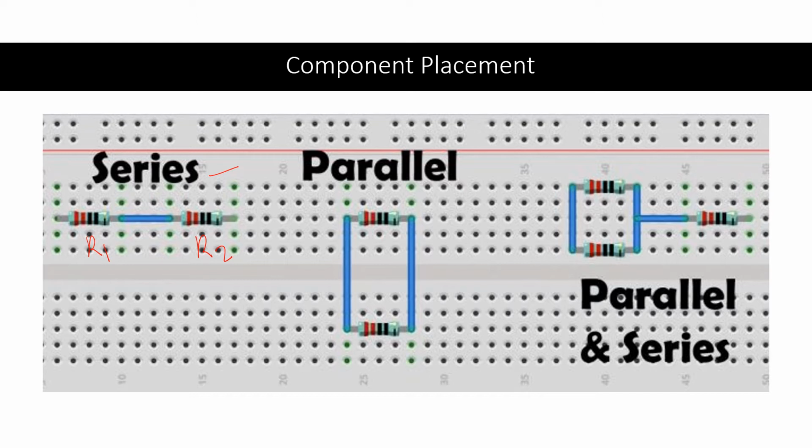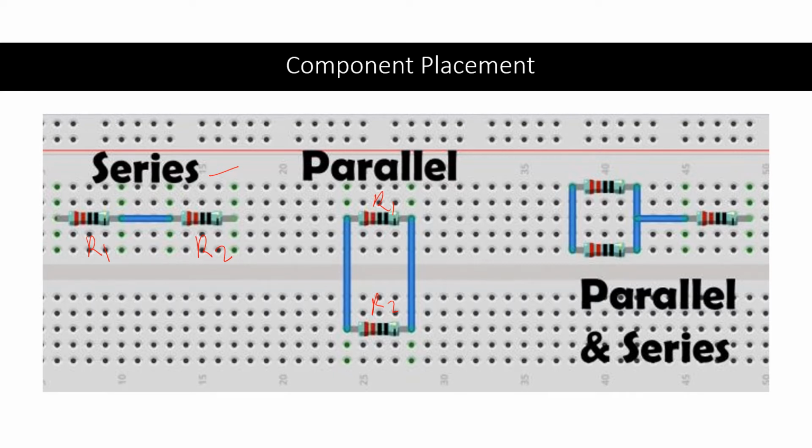Number 2 is two resistors connected in parallel. This is how you connect components in parallel on the breadboard. This is R1 and this is R2. Number 3 is the combination of parallel and series.